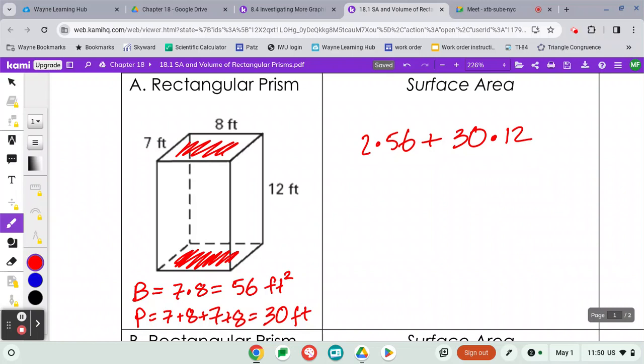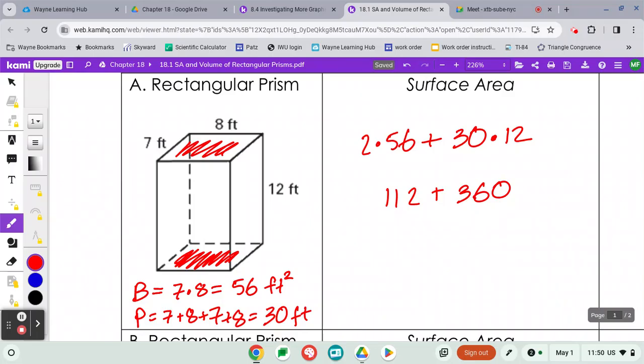Now we need to follow PEMDAS. Do you guys remember PEMDAS? What happens first? Do we add or multiply? Multiply. PEMDAS. A is at the end, right? So multiply. What's 2 times 56? 112. Good. What is 30 times 12? And if you're stuck on that, what's 3 times 12? 36. Then there's a 0, right? So 360. Okay. And we're almost done.